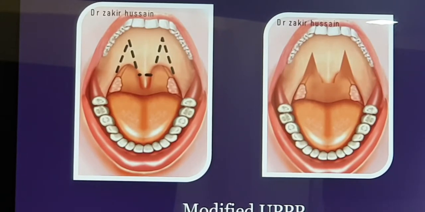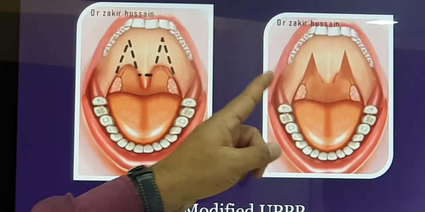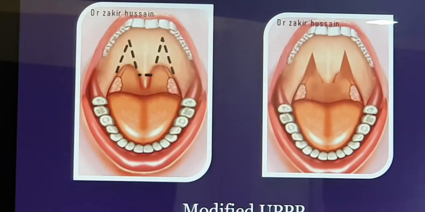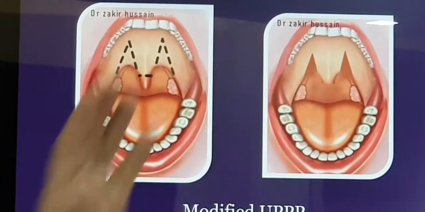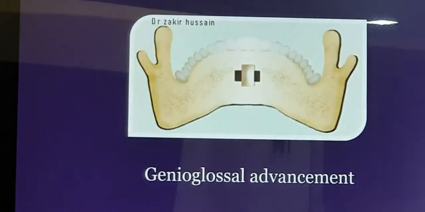That is one technique. And the other one, at the same time, you can have barbed sutures so that you can dilate the posterior part. That also can be made use of. So if by doing all this, the patient doesn't get much improvement, then we can go for somewhat more advanced surgeries.